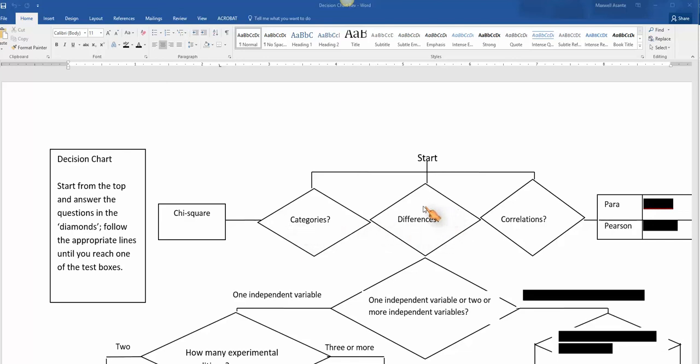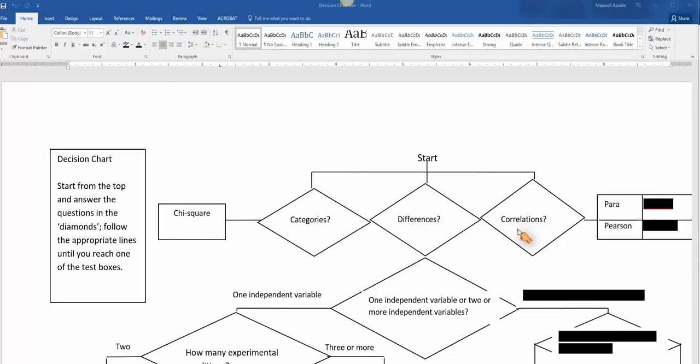In the middle here, the question is, are you looking at differences in your data? Or in the right diamond shaped box, it's asking whether you are looking at correlations. So there are three categories of data that we can look at: categories, differences, and correlations. So depending on whether you are determining the categories in which your data may fall, you will have to choose the chi-square test to determine the categories in which your data fall.